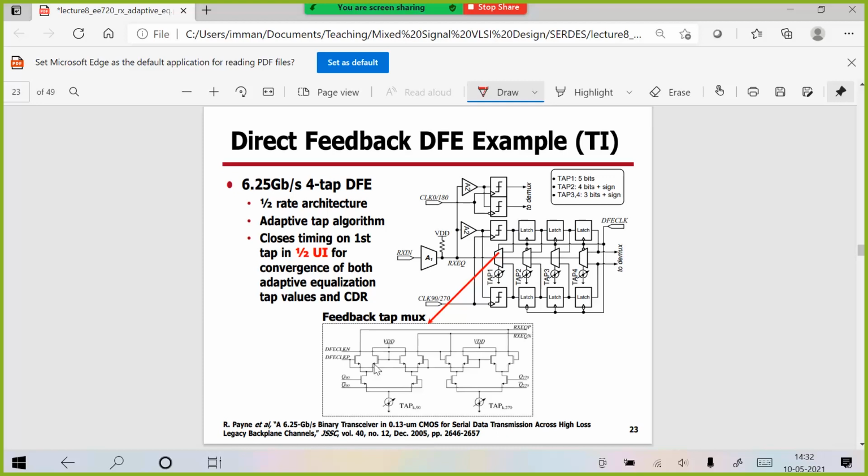Now they come in here, RX in A1, right? A1 very well could have been the CTLE. And then it goes here, right? And then this is your decision feedback equalizer. This is your comparator. This is also a comparator. So what they are doing is they are using a half rate architecture. Just look at this particular thing once.